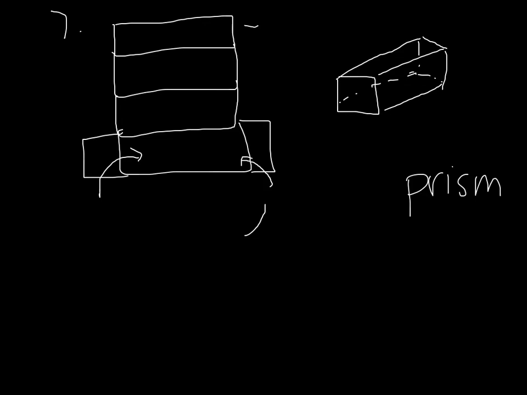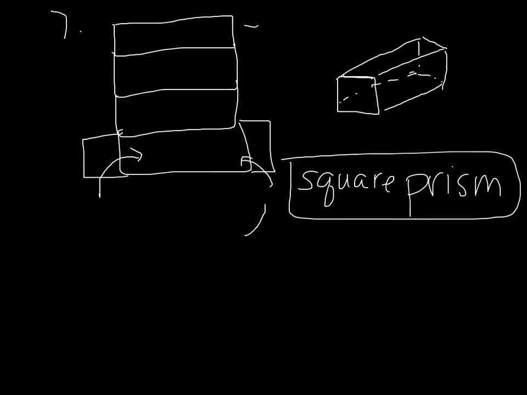Okay, so I know it's a prism. Then we have to name it. What is the base? The base on this one is a square. So this one we would call a square prism. Okay, here's my base. It is a square. It has another base over here. So I know it's not a pyramid or a cone. It's not circles. Okay, so this is a square prism. So that's all we have to do.